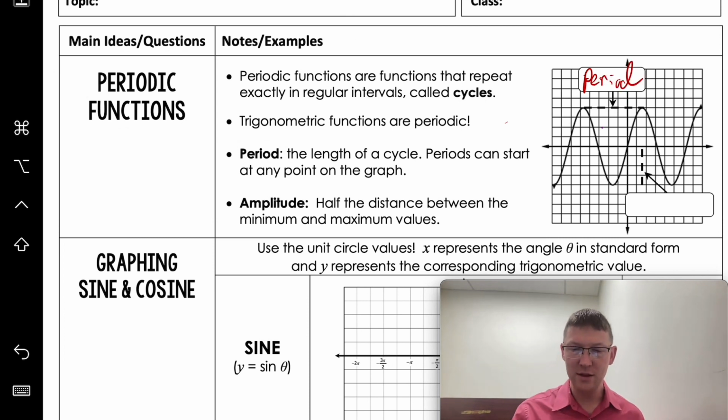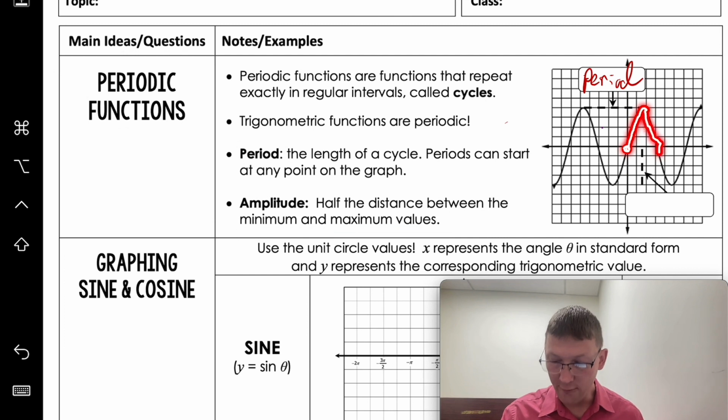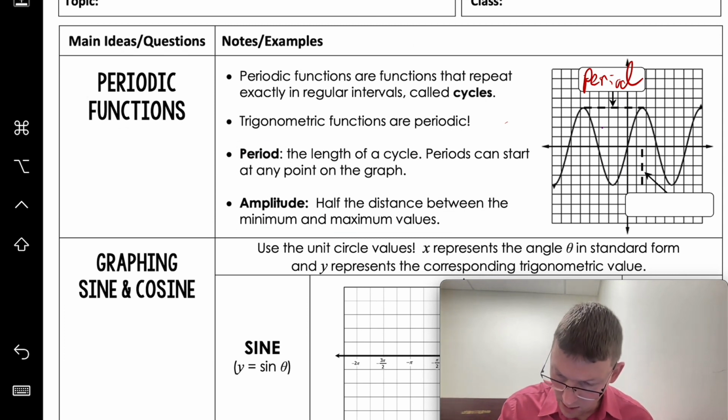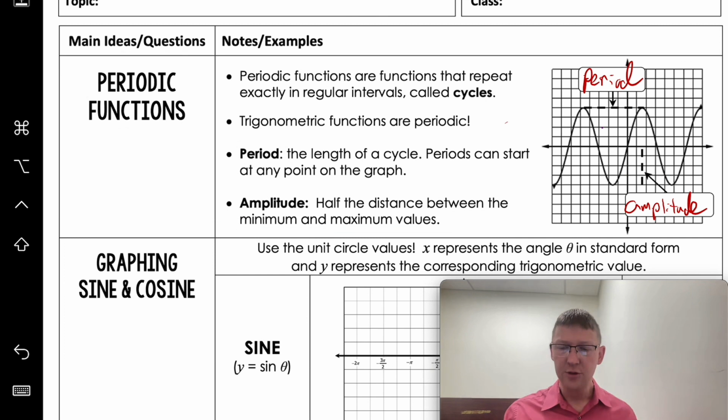Then we've got this other thing called amplitude. Amplitude is defined as half the distance between the minimum and the maximum values. Basically, if we start here, how far up and then how far down do we go? That's our amplitude. So if we're looking at our graph, we have our amplitude. Period and amplitude, we're going to be talking a whole lot about that.